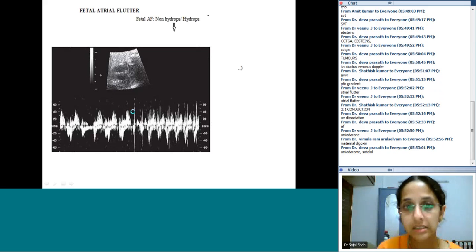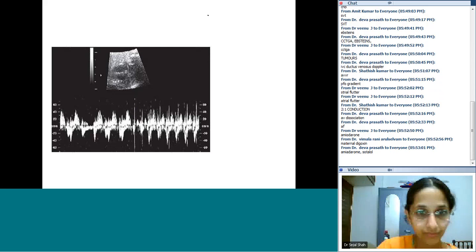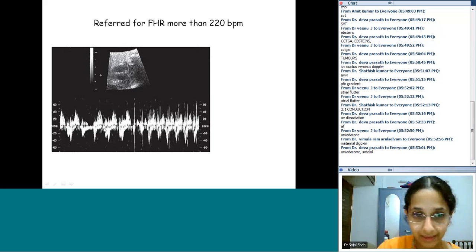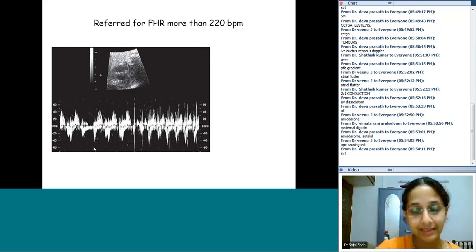Now coming to the next slide. This is a Doppler done at the inflow-outflow level of the left ventricle. You can see that there is something similar to what we had seen a couple of slides before. So what is happening? She was referred for a fetal heart rate of more than 220 beats per minute. Yes, so this is correct. This is a premature atrial beat which has caused supraventricular tachycardia.